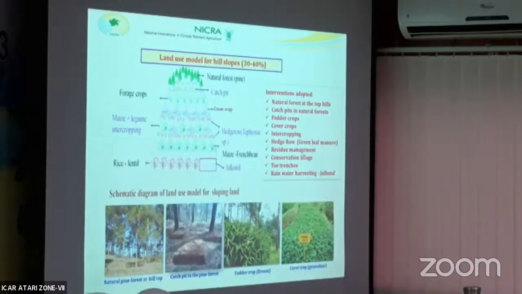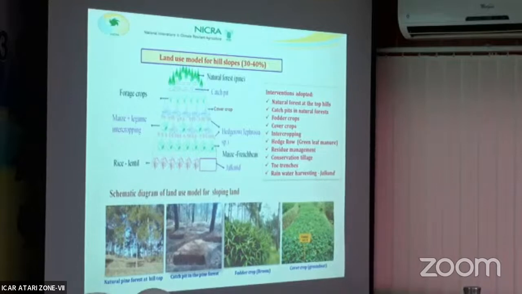Loss of soil: 22.5 tons of surface soil is lost. If you consider your organic matter is 1.5%, so 100 kg has 1.5 kg, then with 22 tons, how much organic carbon will be lost from the system? You can easily understand that.